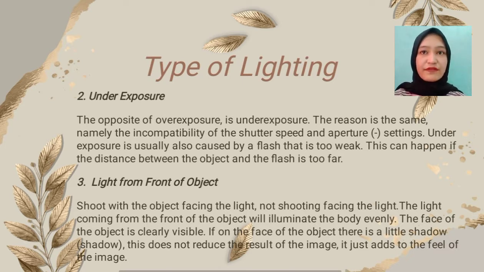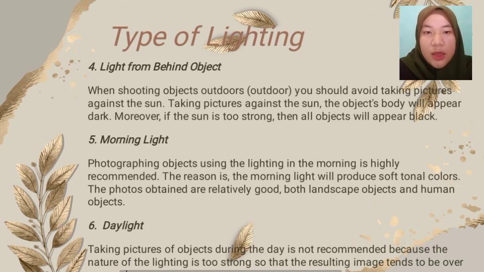Number 3, light from front of object. Shoot with the object facing the light, not shooting facing the light. The light coming from the front of the object will illuminate the body evenly. The face of the object is clearly visible. If on the face of the object there is a little shadow, this does not reduce the result of the image, it just adds to the feel of the image.